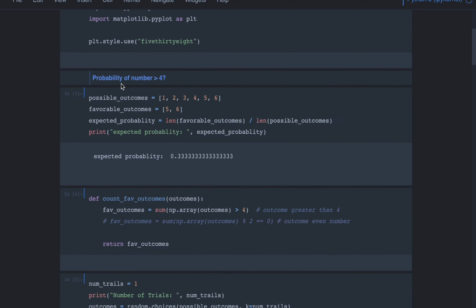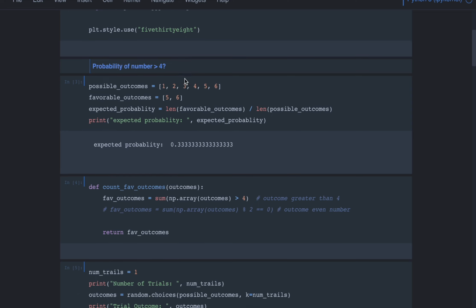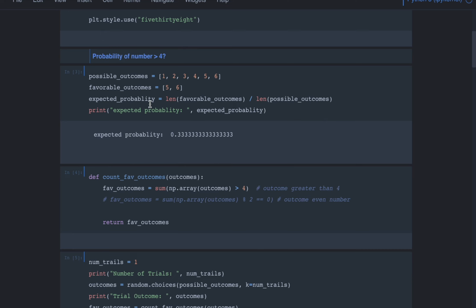Now let's say we start with the question: when we roll a 6-faced unbiased die, meaning all sides are equally probable, what is the probability that the number is greater than 4? Okay. So the possible outcomes are 6. Let's say that the die is faced with these numbers 1 to 6. Now the favorable outcomes are 5 and 6. So the expected or exact probability is the length of the favorable outcomes divided by the length of the total possible outcomes, which is 1 over 3 or 0.33.